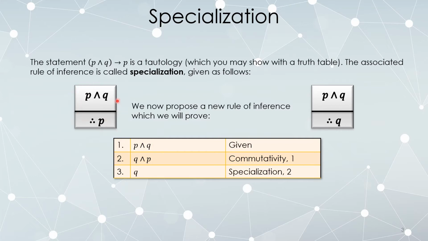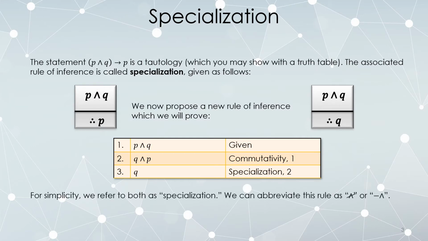Now we're going to use this rule of specialization. If you have a conjunction of two statements, you can extract the one on the left. We have a conjunction of two statements, so we extract the one on the left. From the given P and Q, we were able to get to the conclusion Q using existing rules of inference, so we've derived a new rule of inference. We're also going to call it specialization. Point being, if you have a conjunction, you can extract either the left side or the right side, both of which we will call specialization. We can abbreviate this as canceling out or subtracting the conjunction or and sign.